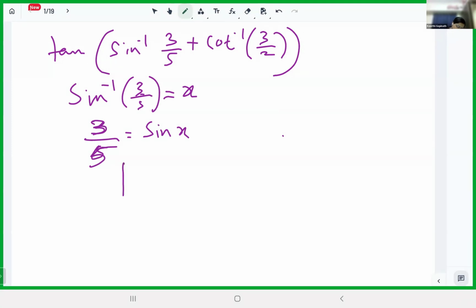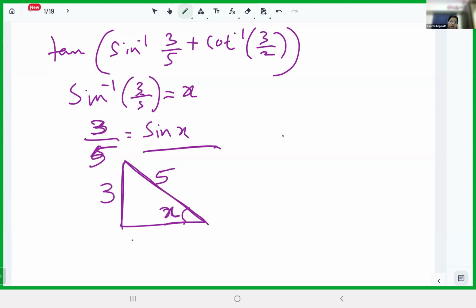Consider a right angle triangle. Let this angle be x. We have already got that sin x is 3 by 5, right? Sin x means opposite side by hypotenuse. What is the opposite side of this angle x? This one, right? So this is 3 and the hypotenuse is 5. Sin x is nothing but opposite side by hypotenuse of a triangle, so it is given as 3 by 5.